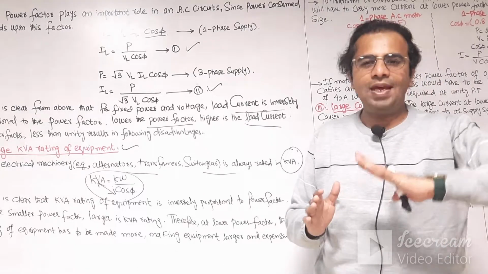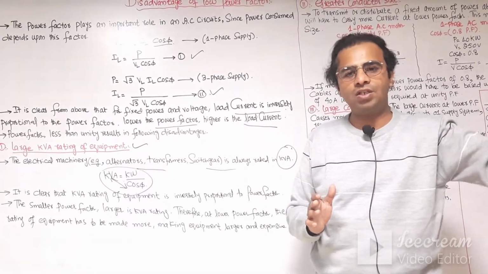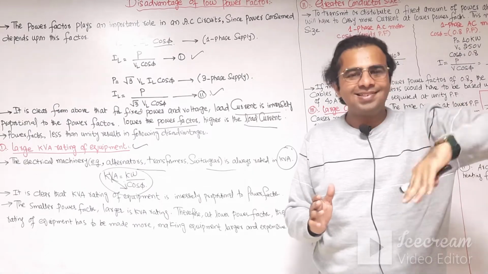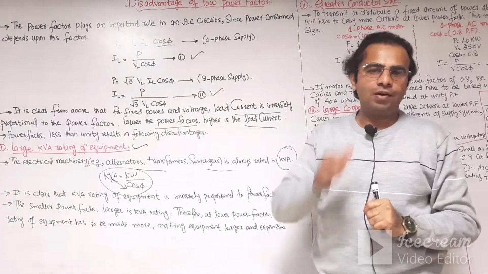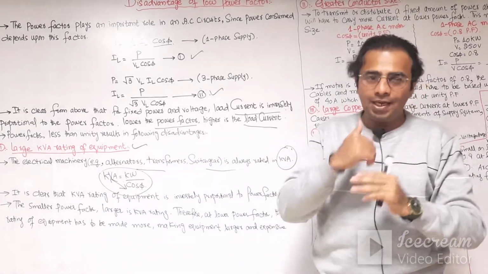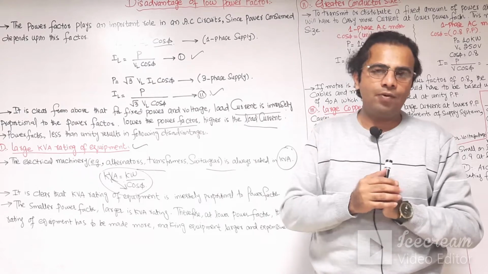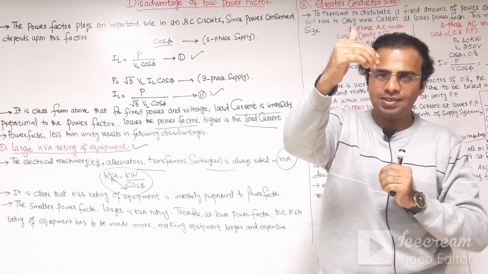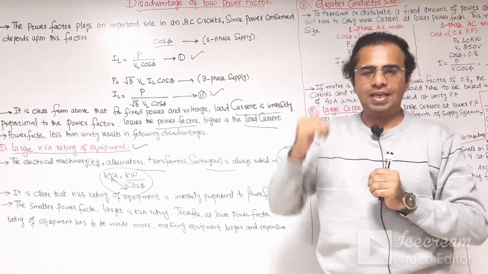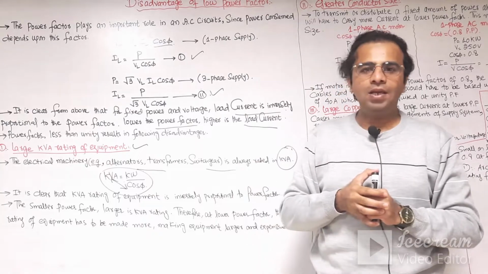So if the kVA rating of any electrical machine, whether it is an alternator, transformer, or induction motor, is large, its apparent power is large, and obviously the power factor will be low. So for designing any electrical machine, we have to keep one thing in mind: it should have a higher power factor. If there is a higher power factor, the size of the equipment will be low, because the apparent power will be low.